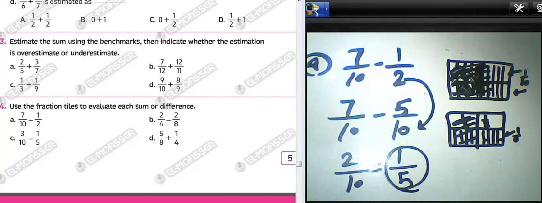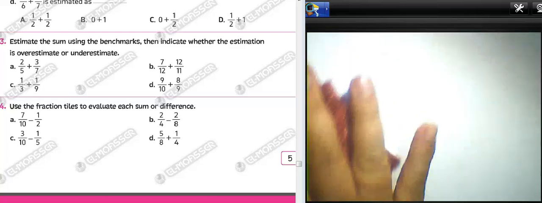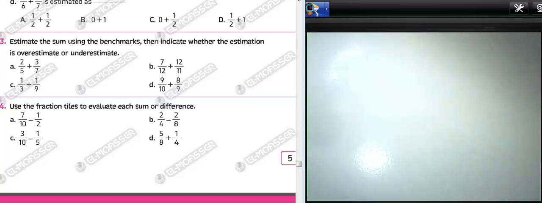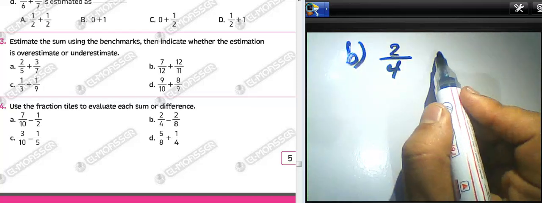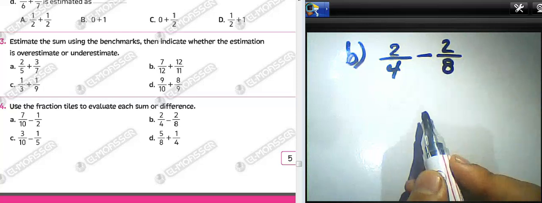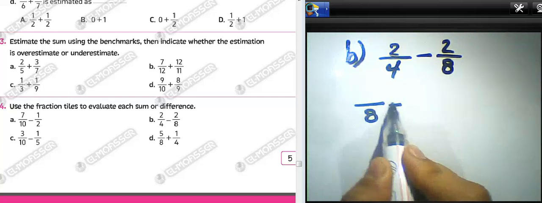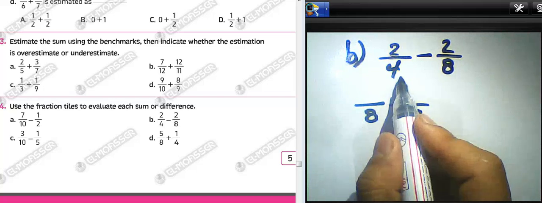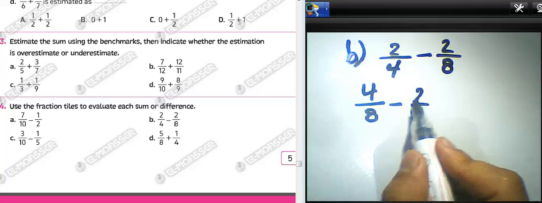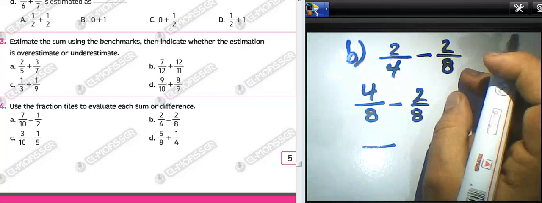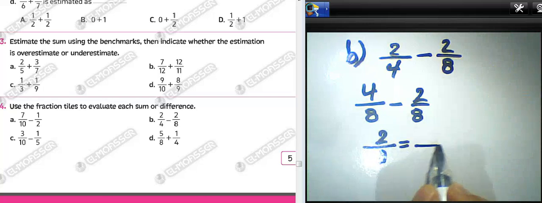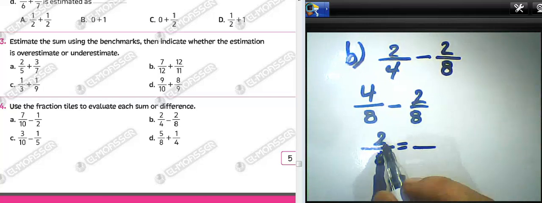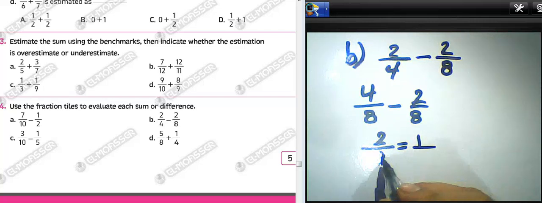Okay. Question letter B. 2 over 4 subtract 2 over 8. We can write 8 here, because 8 is the least common multiple. 8 divided by 4 equals 2, and 2 times 2 equals 4, and this number we write here. We don't change anything about the numerator. Write 8 here. 4 minus 2 equals 2. 2 over 8 we can divide by 2, numerator and denominator. 2 divided by 2 equals 1, and 8 divided by 2 equals 4.